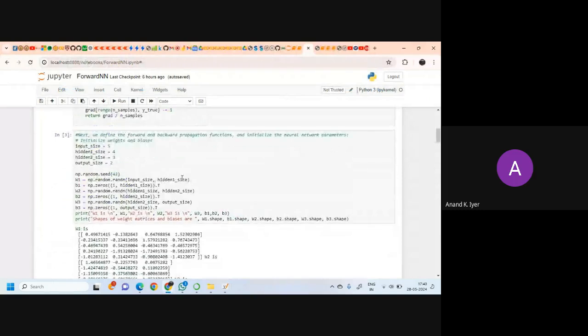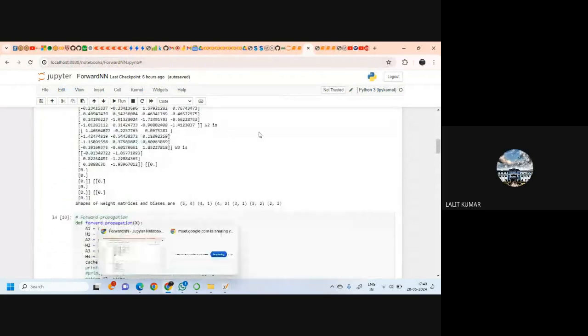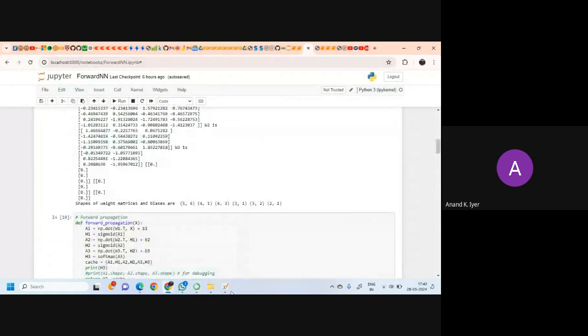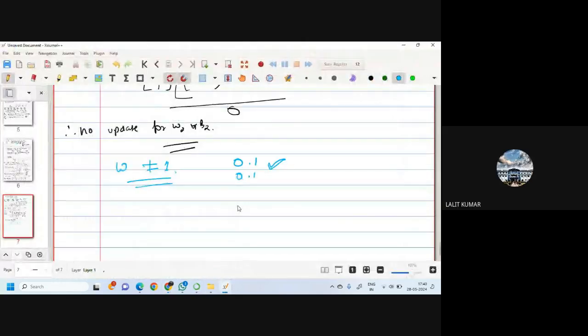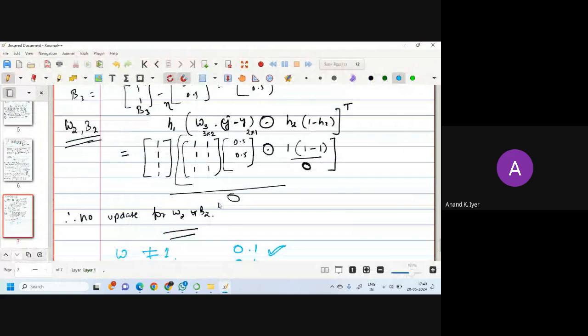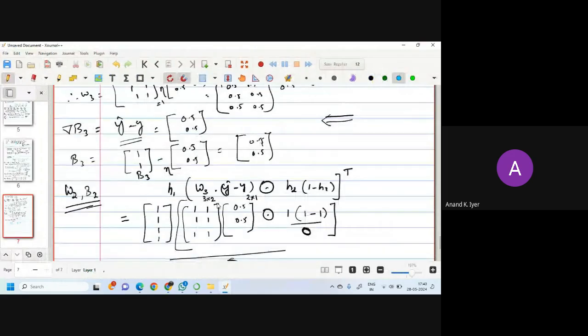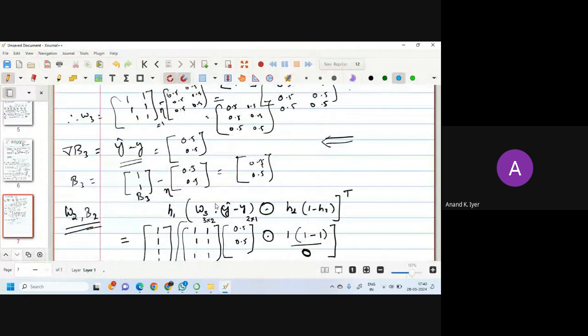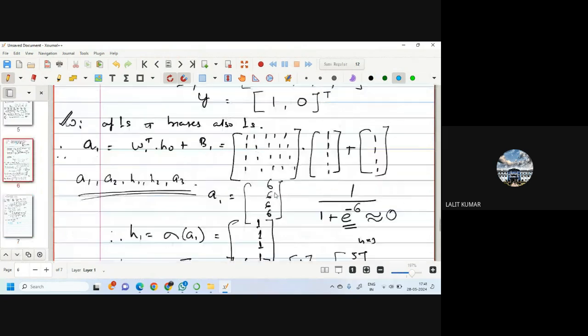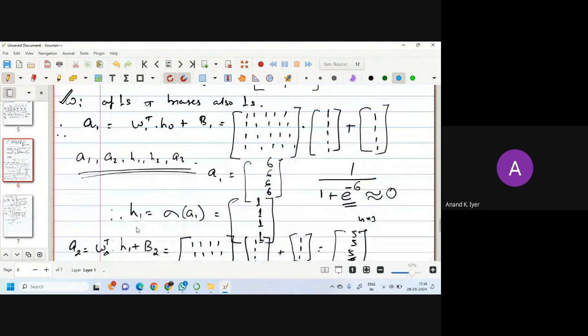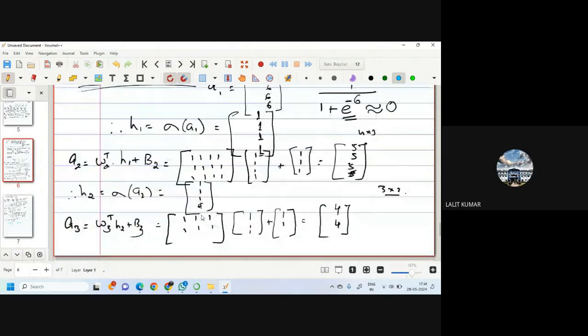Can you go back to the notebook? Just go a little up. Okay, so we know W3, we know y hat, we know y. H2 and H1, from where did we find these? We had found these during forward propagation. That is the one we have to use now. Yes, this H1. H0 is nothing but the input.